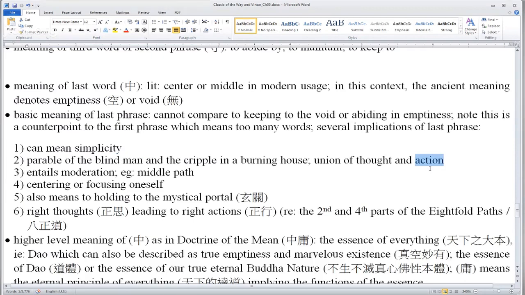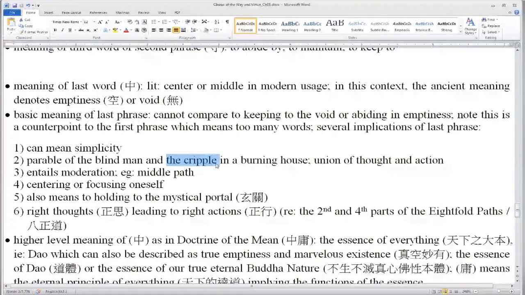Get it? So the parable is that if the two do not cooperate, do not help each other, and the house is burning, they're both going to die. So therefore, they should drop their differences, drop their arguments, and cooperate. So that's the union of thought and action. The blind man can carry the cripple. The cripple can guide him because he can see. Don't forget there's smoke. So he can say, hey, there's smoke over there, or there's fire over there, there's a door there, there's a staircase there, etc. Okay, so that's the whole story.